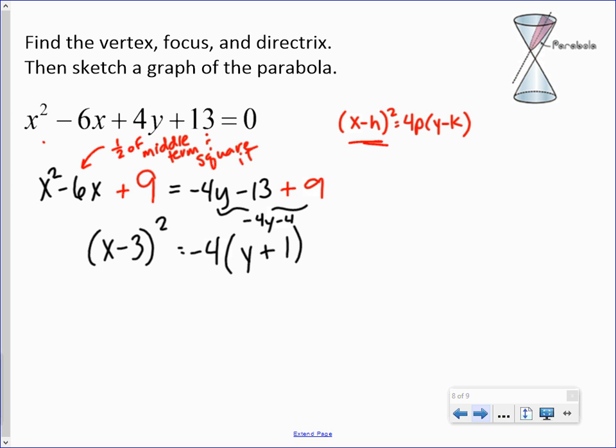Okay. But now you can go through and you can do the same stuff we did on the previous one. Since this is x squared and it's negative, we know it opens down. We know the center point is at 3, negative 1. We know that the p-value is negative 1. And we could count in both directions.